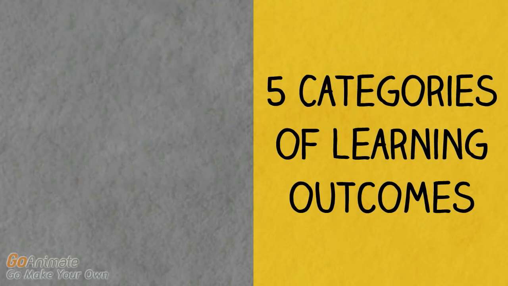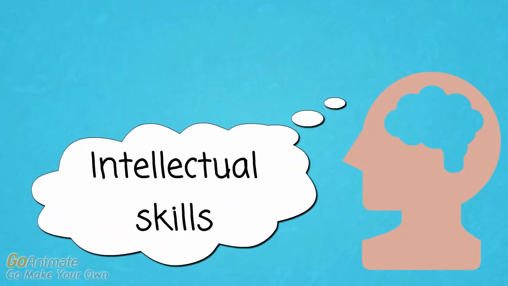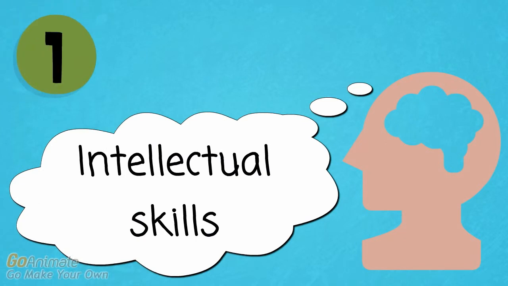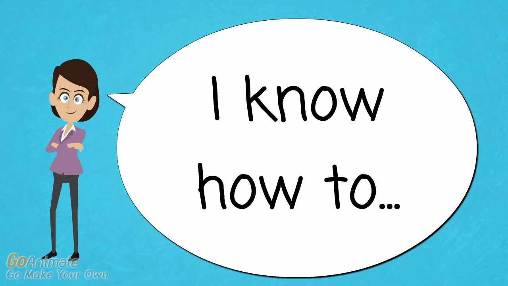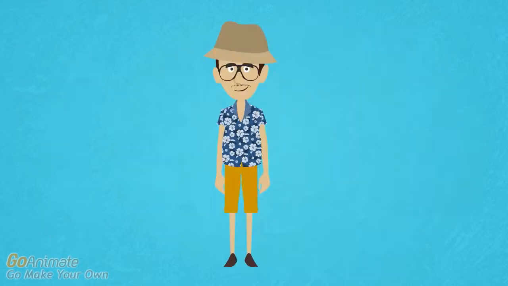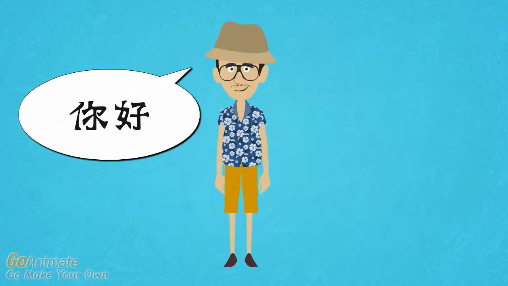Next, there's the 5 categories of learning outcomes. First, there's intellectual skills. This is knowing how, such as speaking a foreign language.